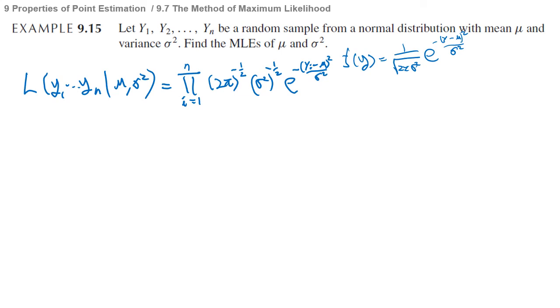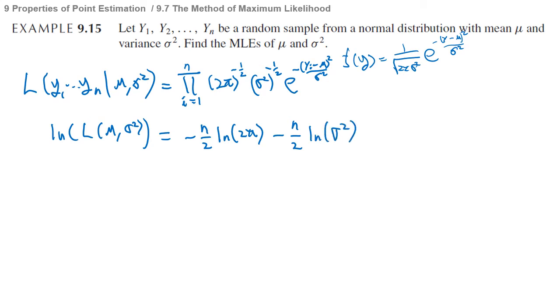And let's take ln of this L of mu and sigma square, and this is minus n over 2 ln 2 pi, minus n over 2 ln sigma square, and minus sum of (yi minus mu) squared over sigma squared.